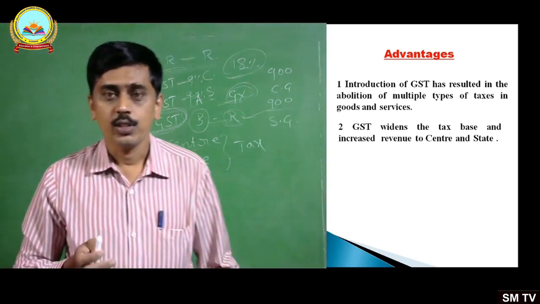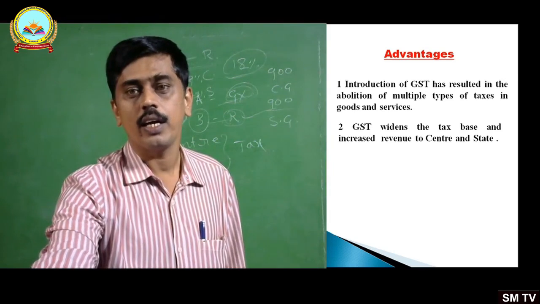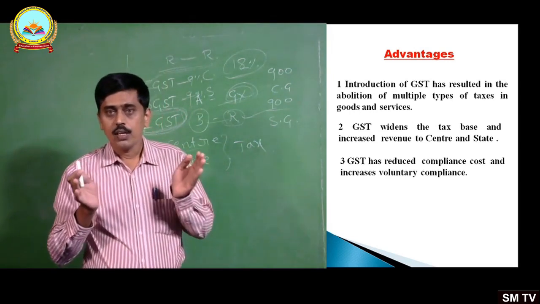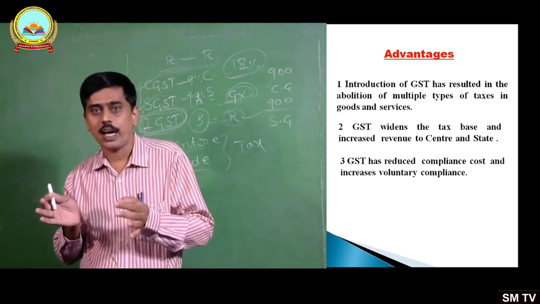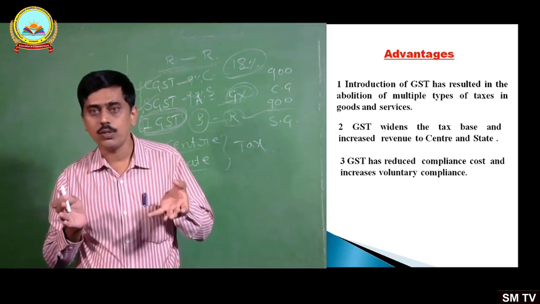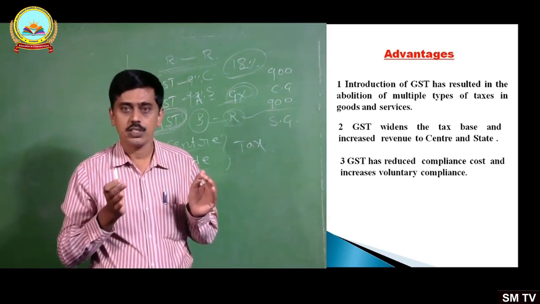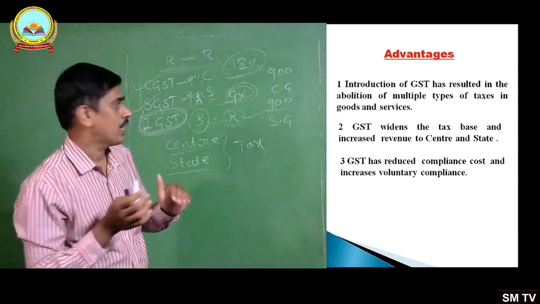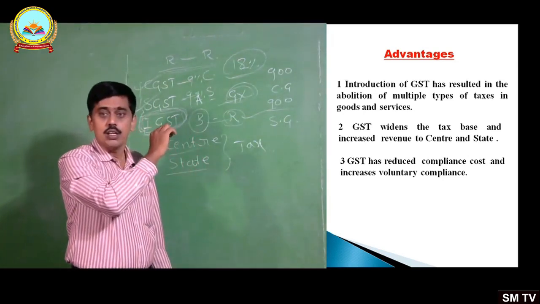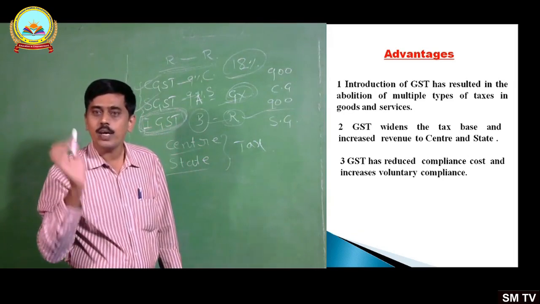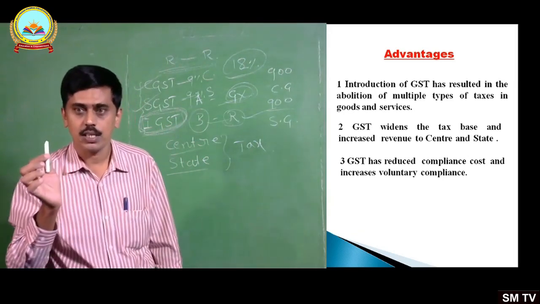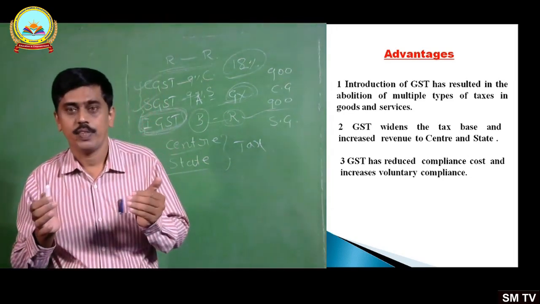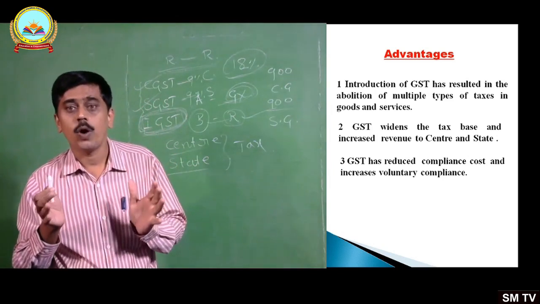Okay. Next, GST widens the tax base and increases revenue to center and state. As there is only one tax, it has increased the revenue to center and state, and it has also reduced compliance cost, because in the entire country there is only one tax so far as indirect taxes are considered, that is GST. So the government can easily monitor it, and it has even encouraged voluntary compliance.